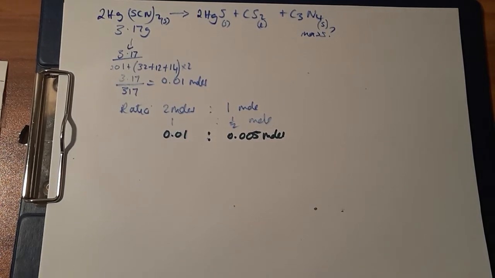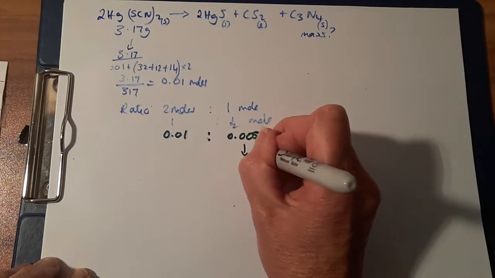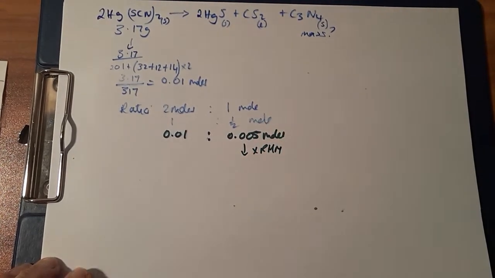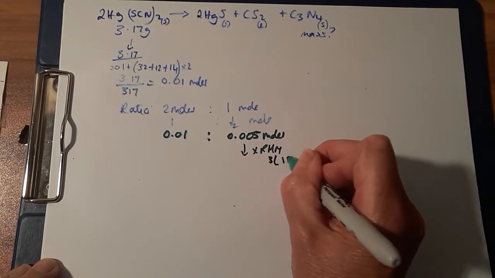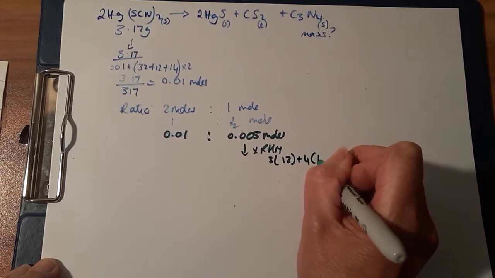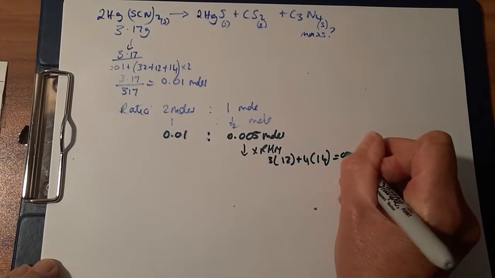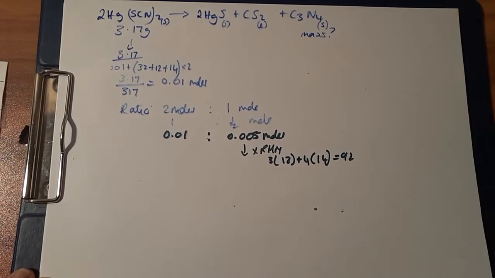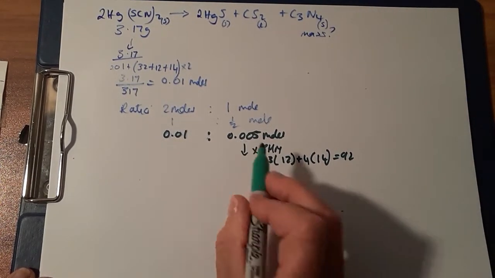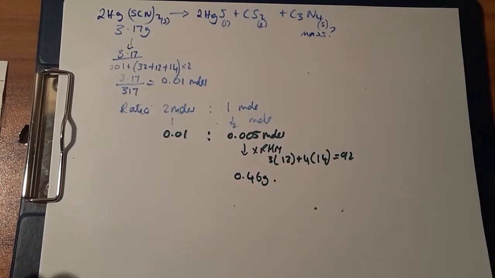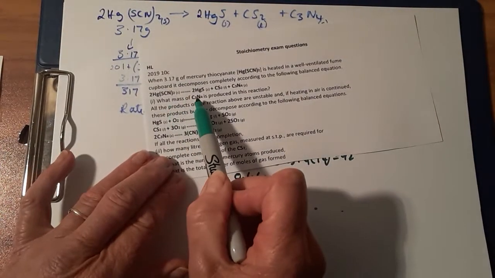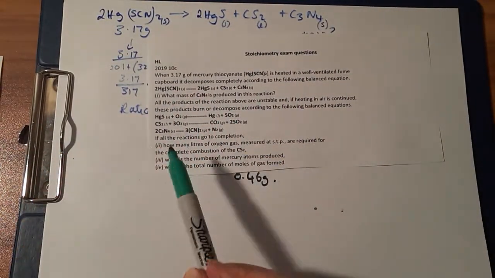Now, the question asks me to find mass. So to convert that to mass, I'm going to multiply it by its RMM. The RMM of this is going to be 3 12s, 3 carbons, plus 4 14s. When you add all that together, you get 92. So you're multiplying 0.005 by 92, and I get 0.46 grams. So that's the first part of the question: what mass of C3N4 is produced?